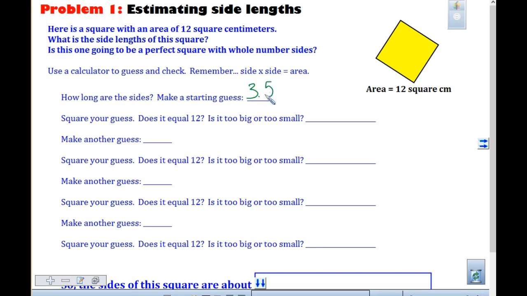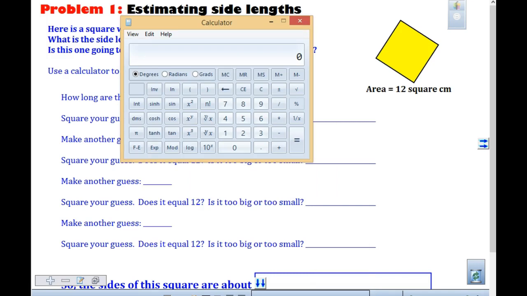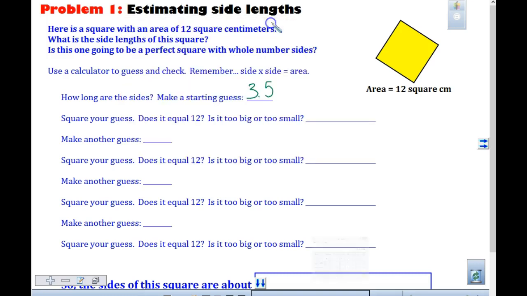So on your calculator, we're going to take 3.5 times 3.5. 12.25. So square your guess. 12.25, we would say too big, right? Next guess.